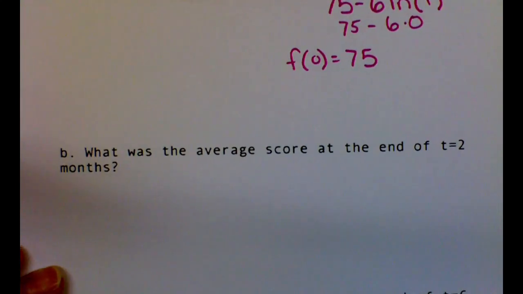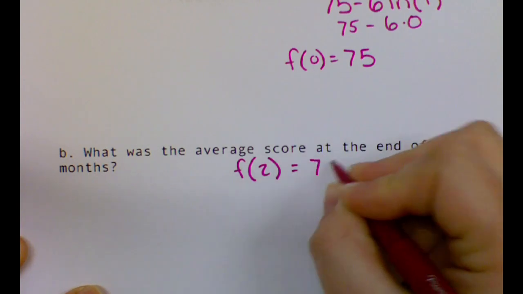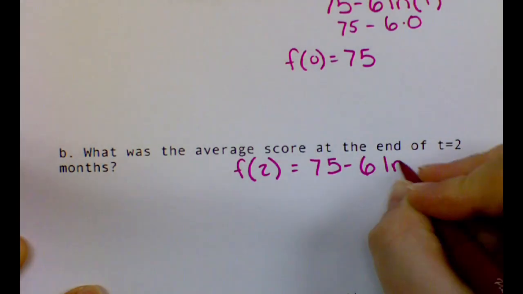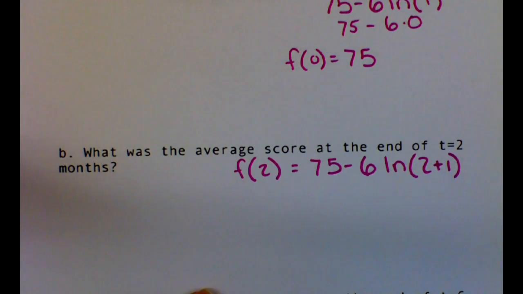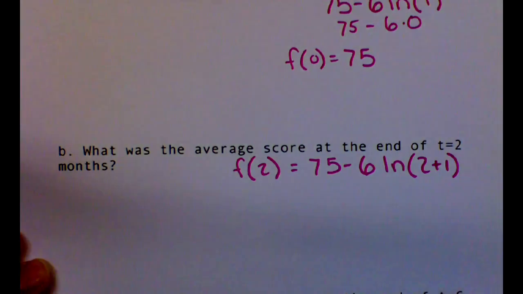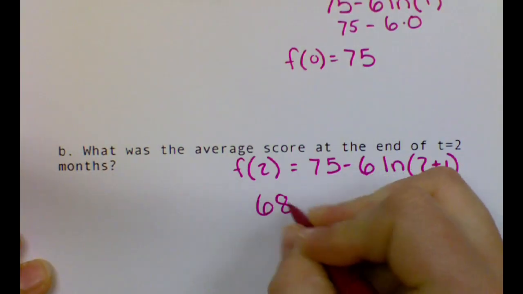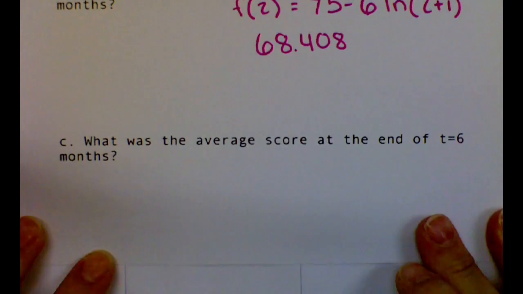At the end of 2 months, we're just going to find f of 2. 75 minus 6 ln of 2 plus 1. Well, I can't do that in my head anymore, so let's find out. 75 minus 6 ln of 3, 68.408. Not too bad for 2 months since that.